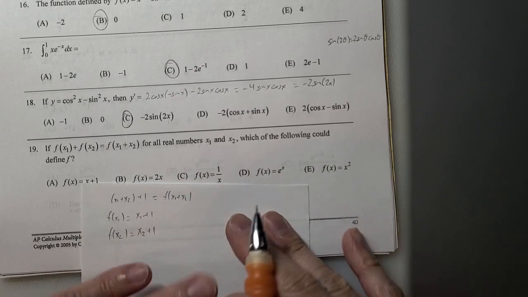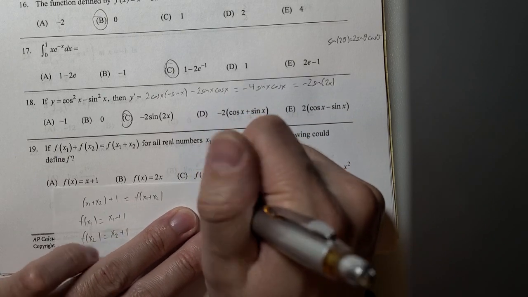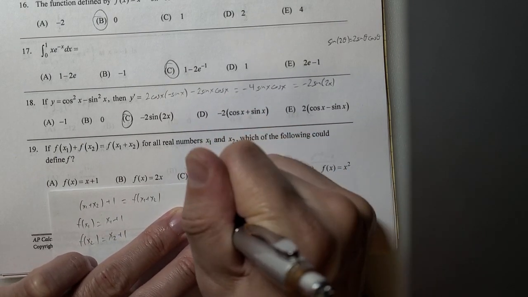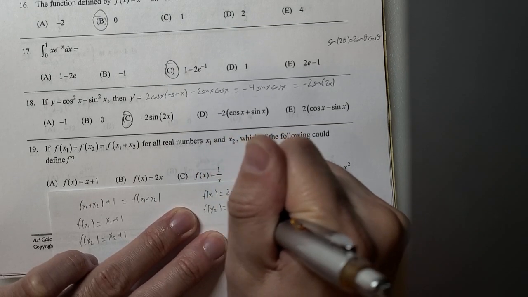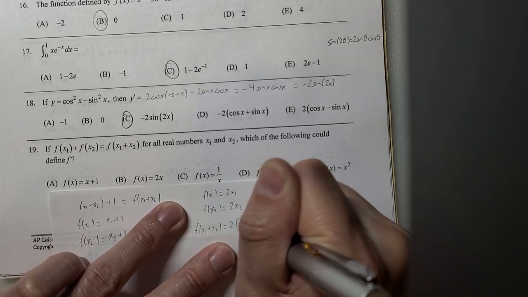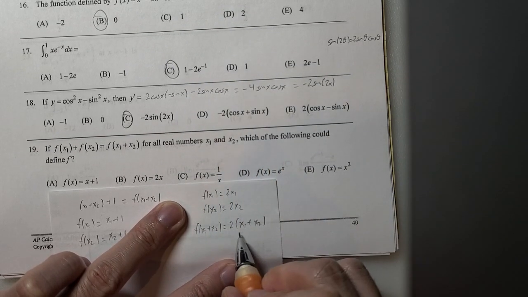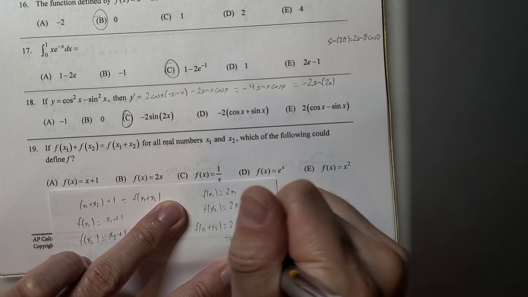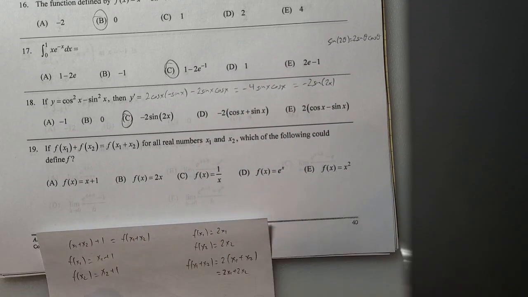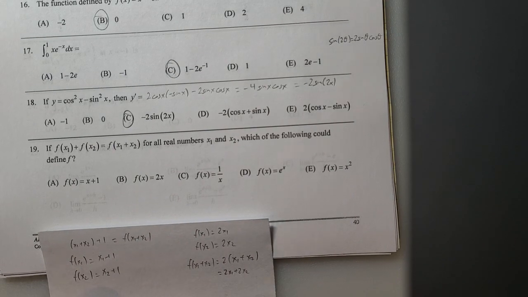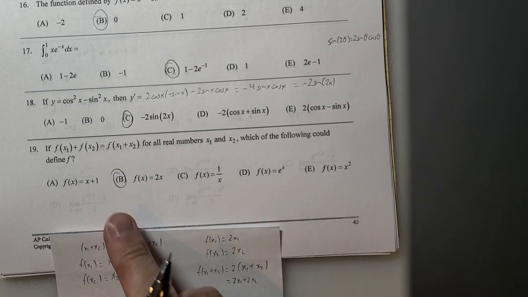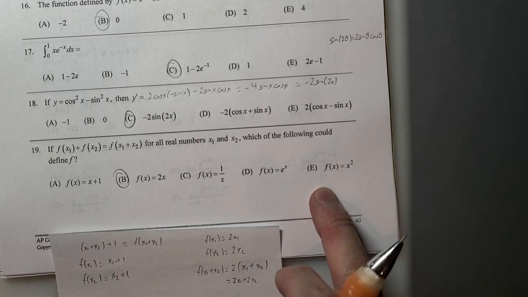How about B? So f of x1 would be 2x1. F of x2 would be 2x2. F of x1 plus x2 would be 2 times x1 plus x2. Distribute, that'll be 2x1 plus 2x2, which is the same thing as adding those up. So I believe 19 is B. Yes, it is.